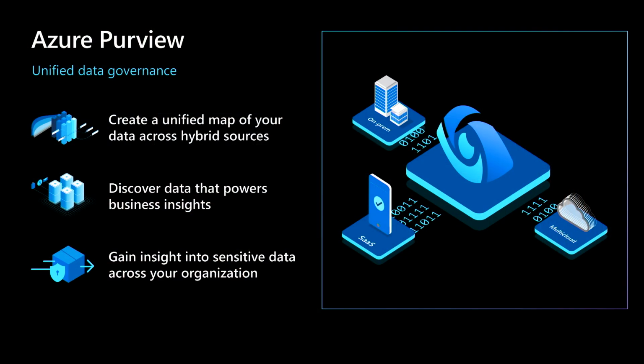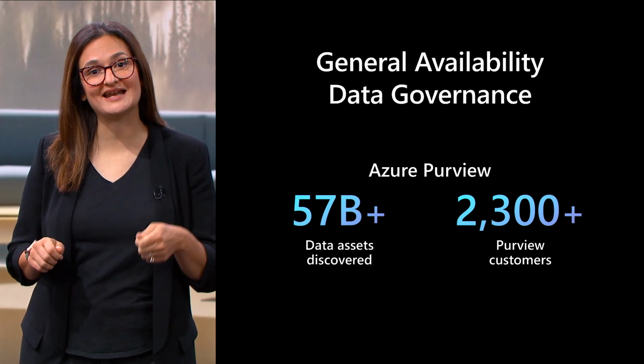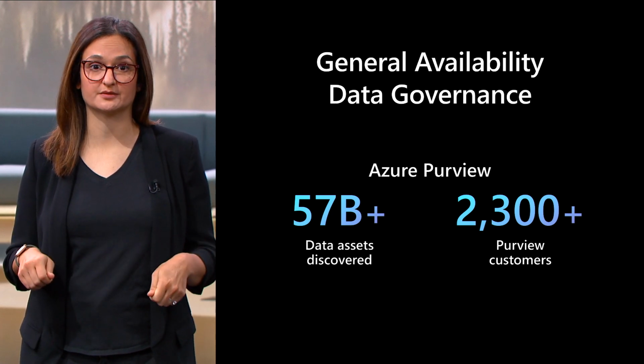Customers need to make it easier to discover data assets across the entire data estate, which includes hybrid scenarios such as on-premises and other clouds. Our solution to this is Azure Purview. Purview is our new data governance service that reached general availability earlier this year. It provides automatic discovery and classification of data assets, both in Azure and hybrid data stores, and uses this information to create a global catalog of all data assets. We recently announced the general availability of Azure Purview, and we are already seeing massive customer demand, with over 57 billion data assets cataloged by Purview customers.